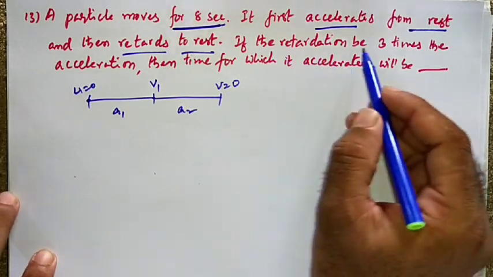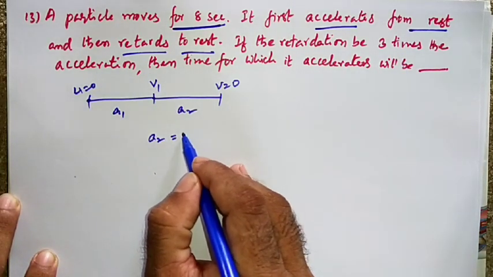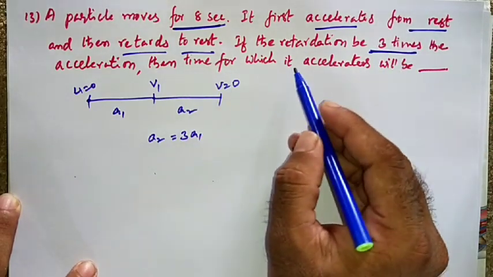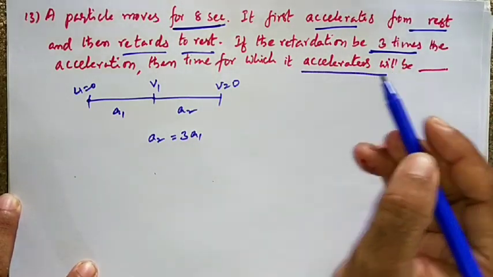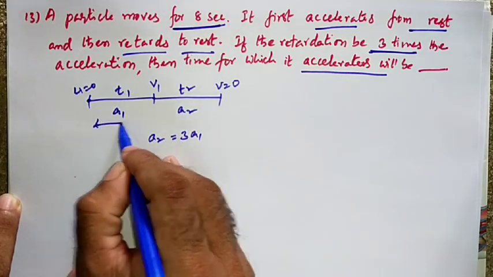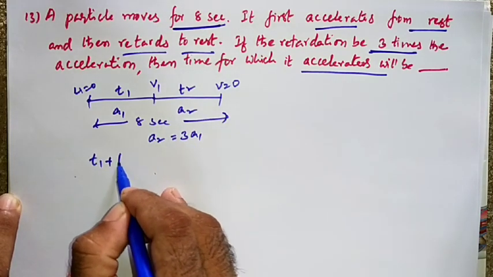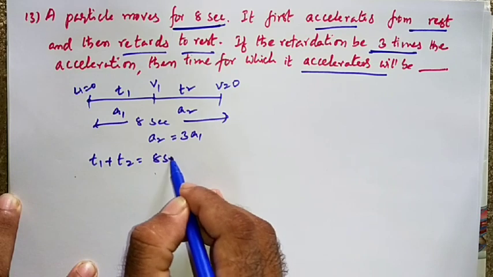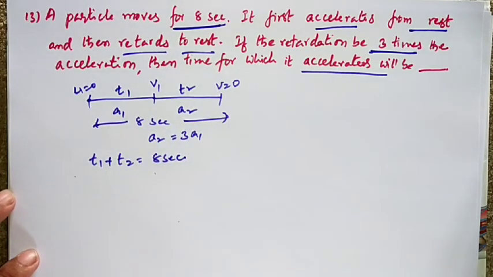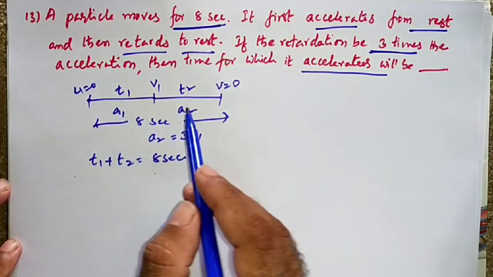Here the retardation is 3 times the acceleration, that means A2 is equal to 3 times A1. Let us take the times as T1 and T2. Total time is 8 seconds is given, which means T1 plus T2 is equal to 8 seconds. You need to calculate the T1 value. Clear? And now here let us take alpha and beta.